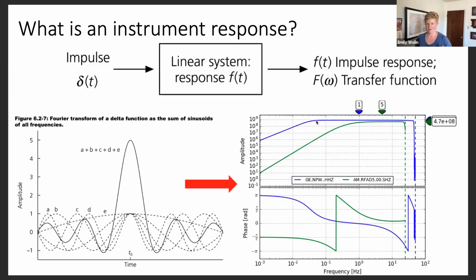And it's very common to represent an instrument response as two plots. One is the amplitude response with frequency or period, and one is the phase response with frequency or period. In this plot, I have examples from two different stations, two different instruments. You can see that one of them has a flat response to a broader range of frequencies with a corner up here at probably a couple hundred seconds. And then another one has a very different response with a narrower flat band and a higher corner frequency.